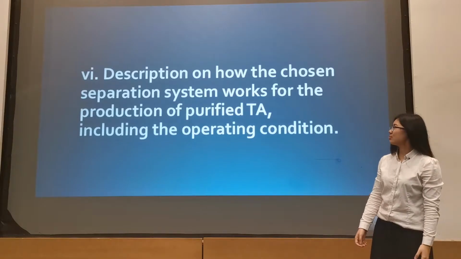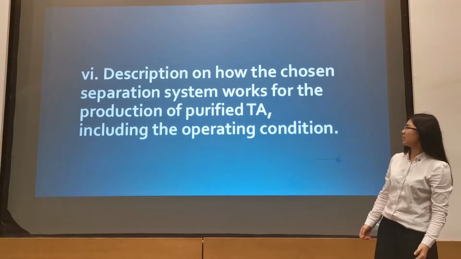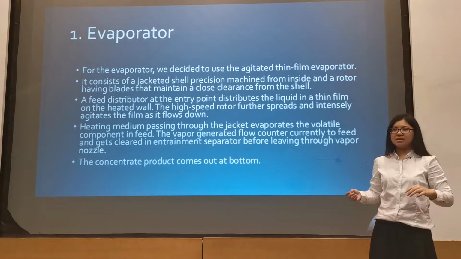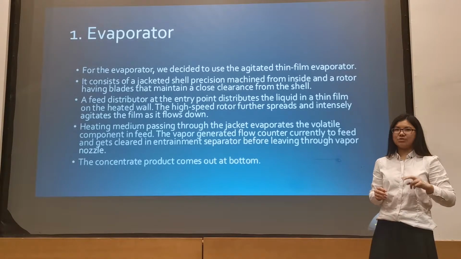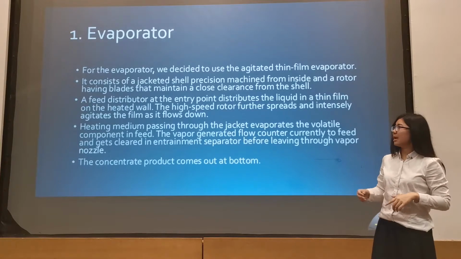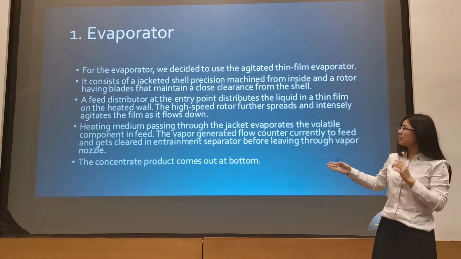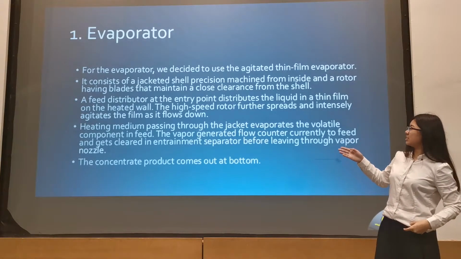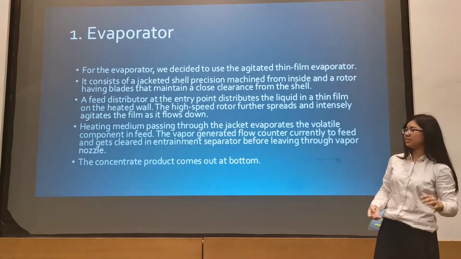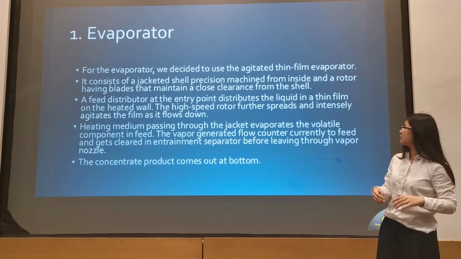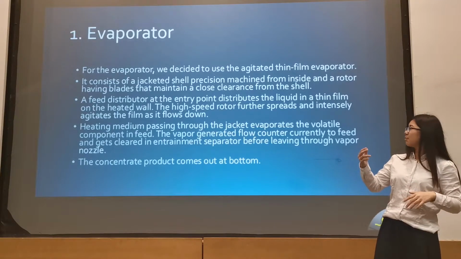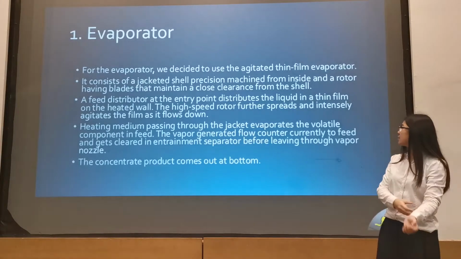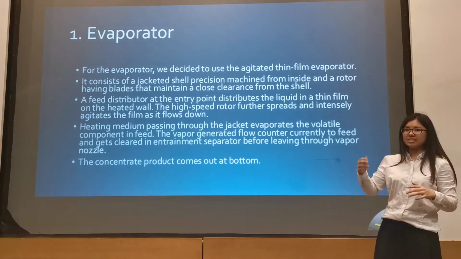Next, I will describe how the chosen separation system works for the production of purified TA, including the operating conditions. Our separation system has two parts, the evaporator and the crystallizer. I will talk about the evaporator first. For the evaporator, we decided to use the agitated thin film evaporator. It consists of a jacketed shell, precision machined from inside, and a rotor having blades that maintain a close clearance from the shell. A feed distributor at the entry point distributes the liquid in a thin film on the heated wall. The high-speed rotor further spreads and agitates the film as it flows down.